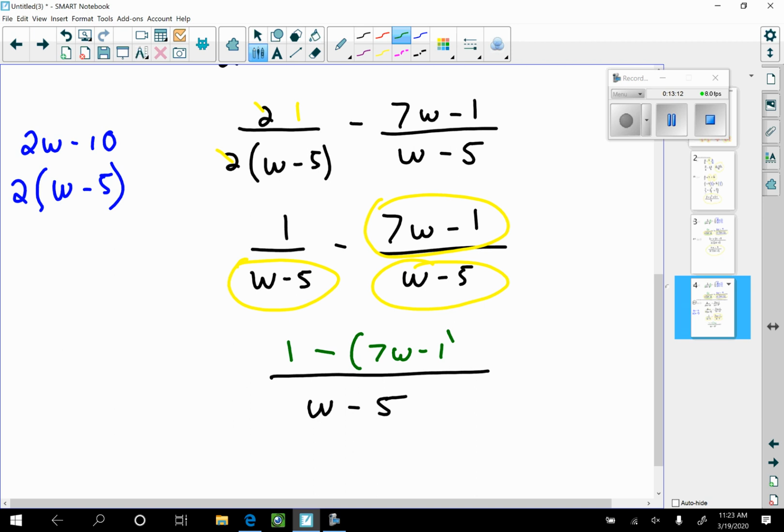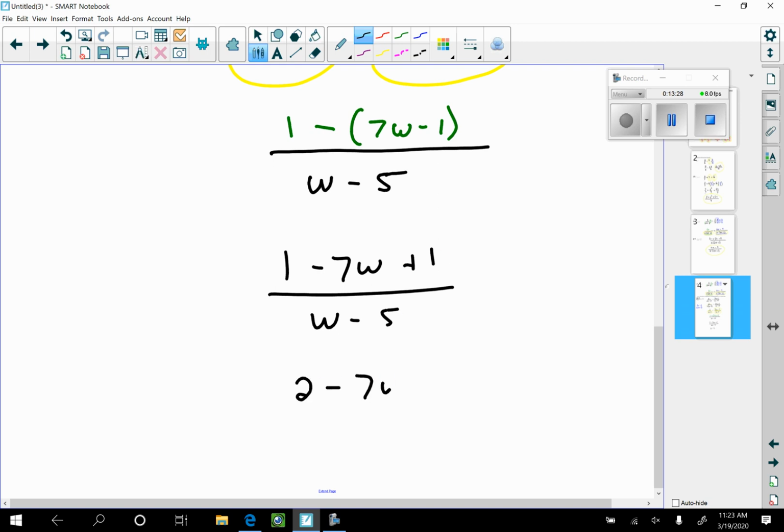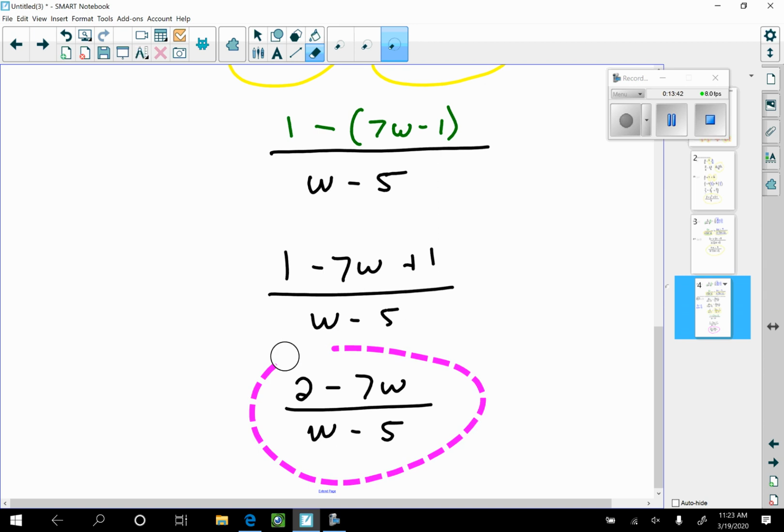7w minus 1. Oh, so you mean it's going to be on the top 1 minus 7w plus 1 over w minus 5? You betcha. And what that's going to be, 1 plus 1 is 2 minus 7w over w minus 5. Heck yeah. Okay, we're going to do one more. And keep in mind, this is your final answer. Nothing you can do with it. Okay, we're going to leave that there.